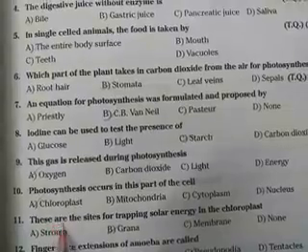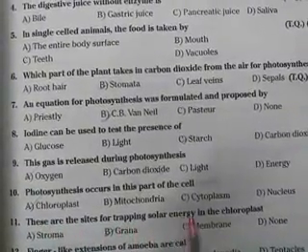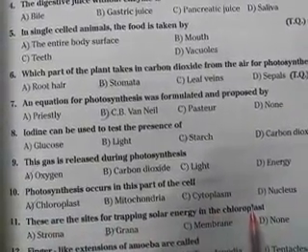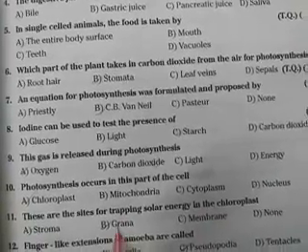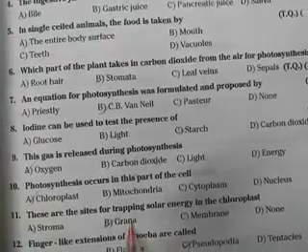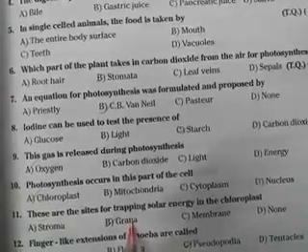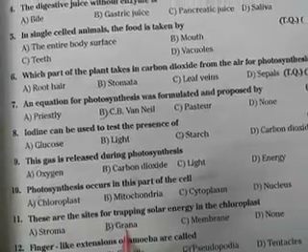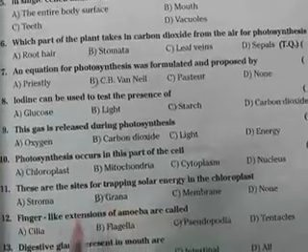11th bit. These are the sites for trapping solar energy in the chloroplast. Grana are the sites for trapping solar energy in the chloroplast. Trapping means it is useful to trap, to hold the solar energy in the chloroplast.